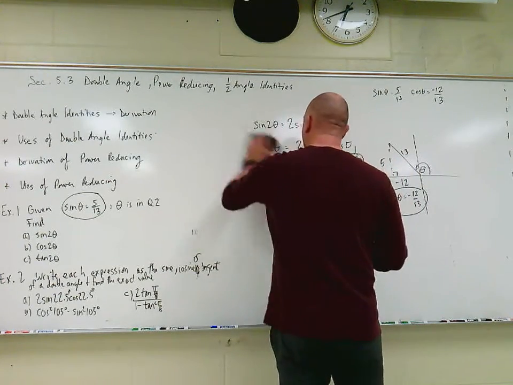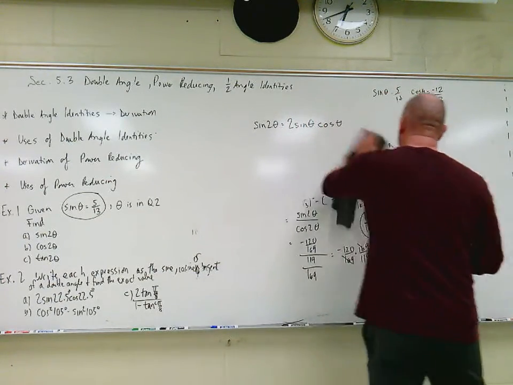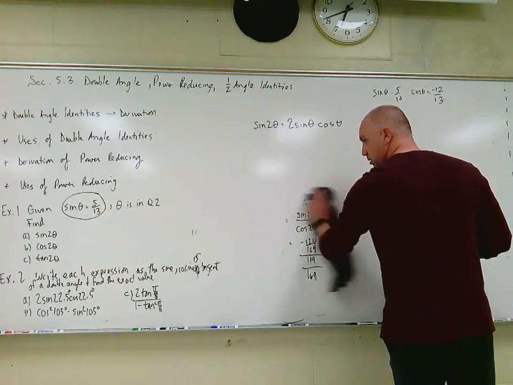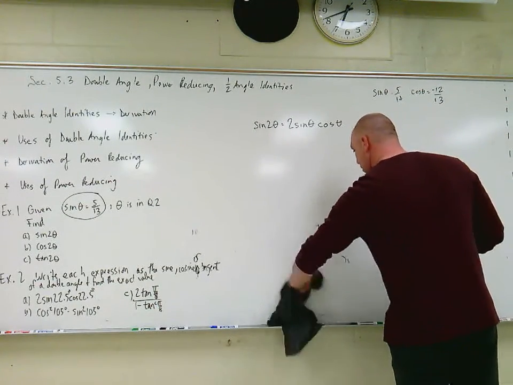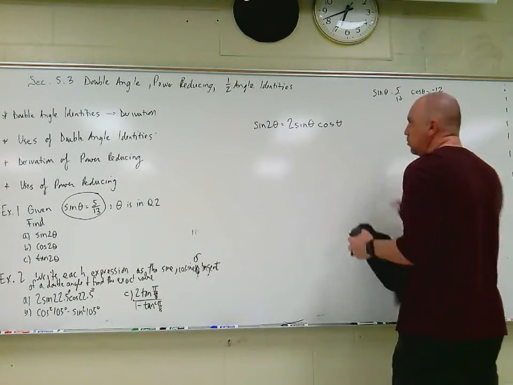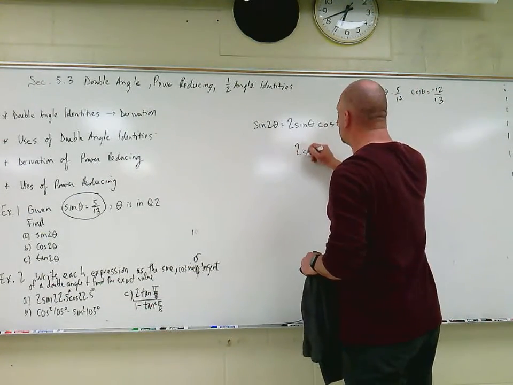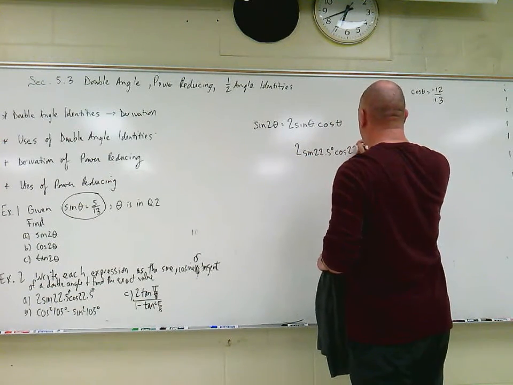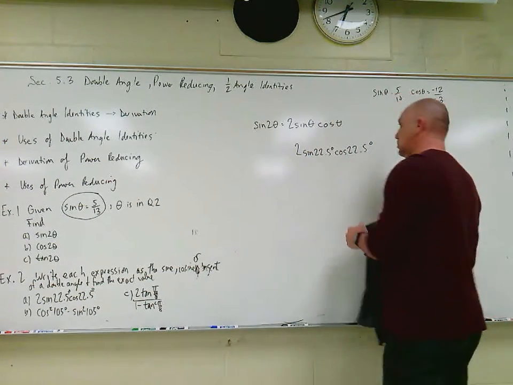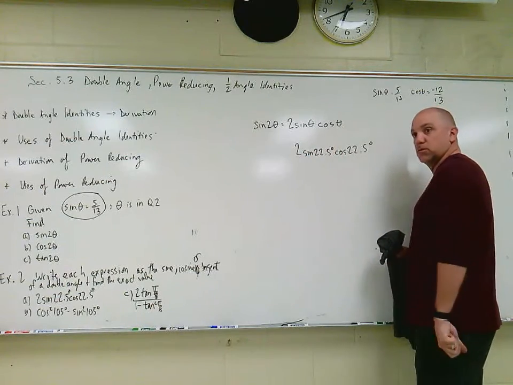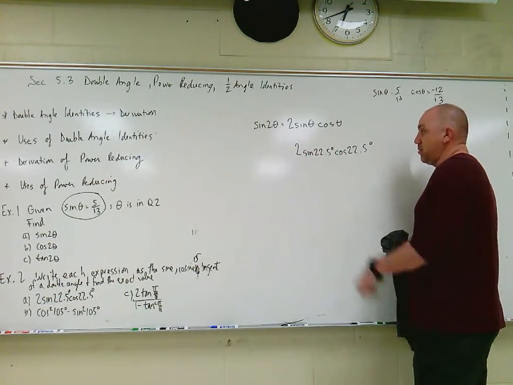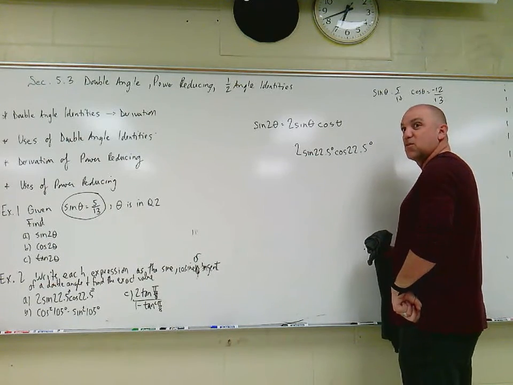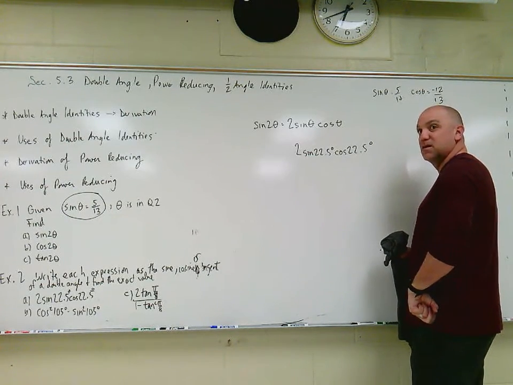So I would have my identities in front of me and try to match it. The whole idea is that there should be a way to rewrite it, and in the way that we rewrite it, it should be easier to work. So if we go 2 sine 22.5 cosine 22.5, well, I can't do either one of those. But I see it goes 2 sine cosine, so it's obviously the right-hand side of our identity.